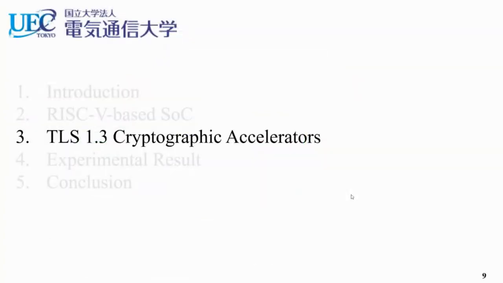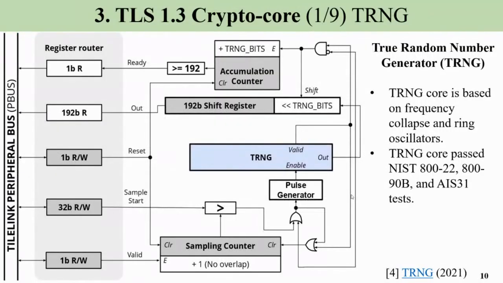Now we go through each individual crypto core. First is the TRNG. This is a core based on frequency collapse and the ring oscillator, and we already have published one paper about this. You can see the link here. This core, the blue one, has passed the NIST and the DIEHARD tests.